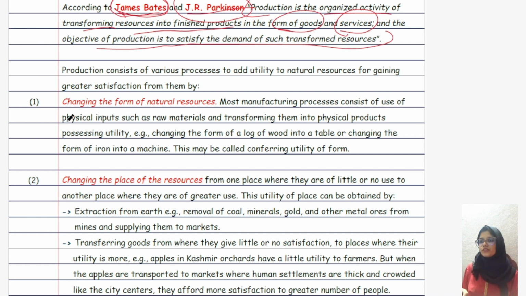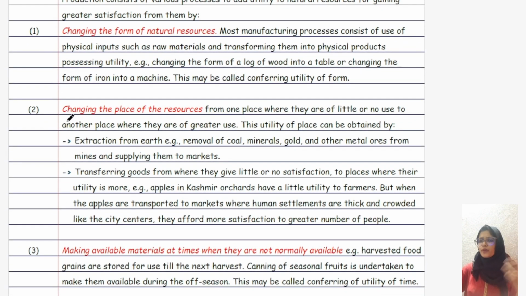Okay. So see, production has so many characteristics or factors. We'll see that. Changing the form of natural resources. What do you mean by that? Changing the form of natural resources is nothing but the production when it takes place, it transforms the raw material from the state in which it is to the finished good. So the natural form of the raw material is changing. So that's why we are saying changing the form of natural resources. That is the first one.